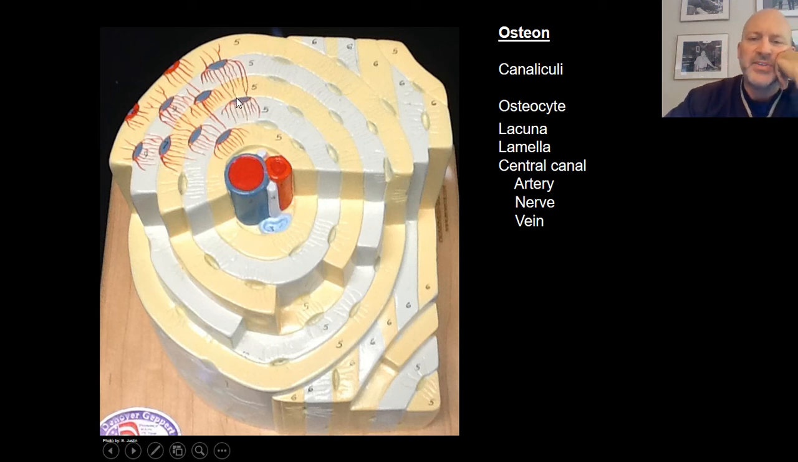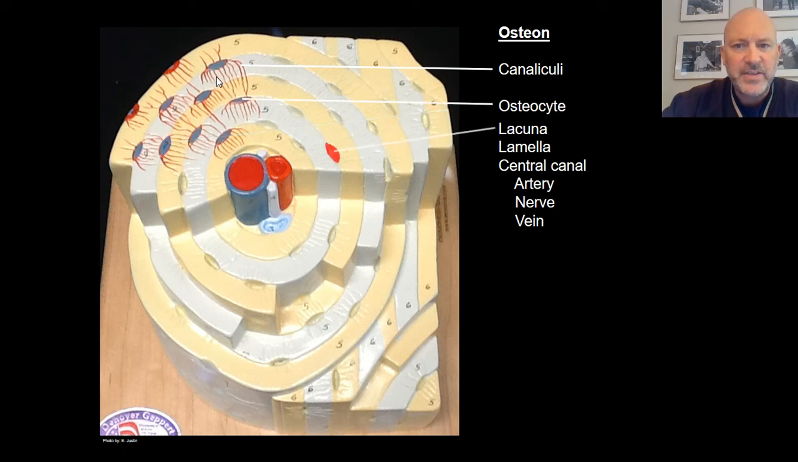So let's label some of these things. This whole thing right here is called an osteon, the whole network. If we look at these lacuna, they are connected to each other, and they all connect to the blood supply through these tiny little canals. These tiny canals are called the canaliculi. It's the osteocytes that live inside the lacuna. There's the lacuna. The lamella are the ring shapes that go around the outside, right? These ones. The central canal has an artery, nerves, and veins.